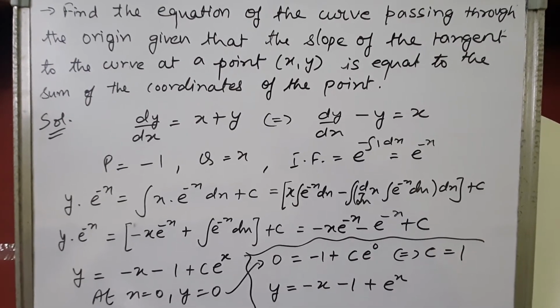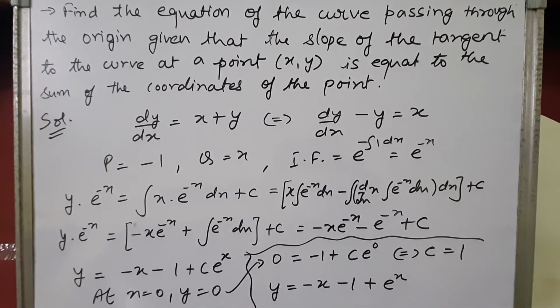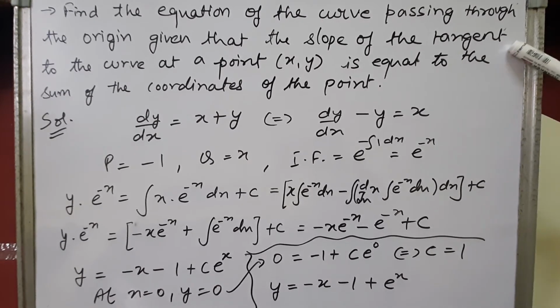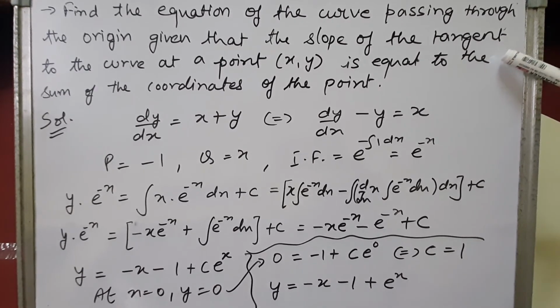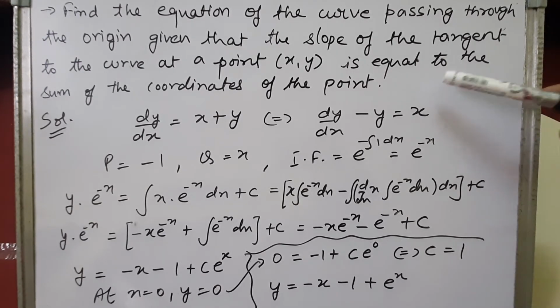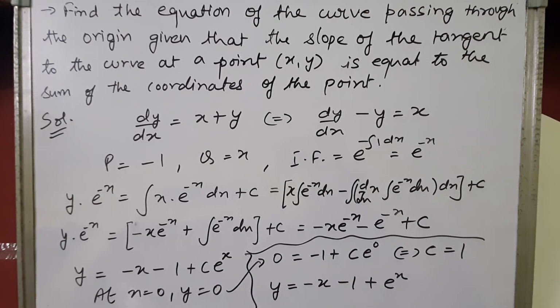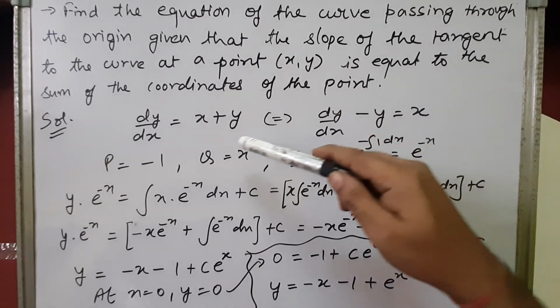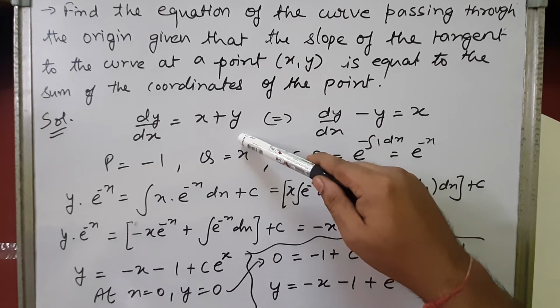Okay children, let's see this sum. Now this sum is based on coordinate geometry. Find the equation of the curve passing through the origin given that the slope of the tangent to the curve at the point x comma y is equal to the sum of the coordinates of the point. Now what we know, the slope for the equation y will be dy by dx, right? So according to the question, the slope of the tangent is equal to the sum of the coordinates. That means the value of dy by dx is equal to x plus y.